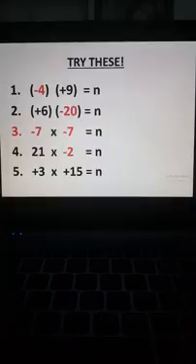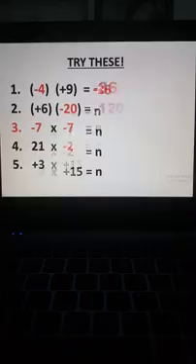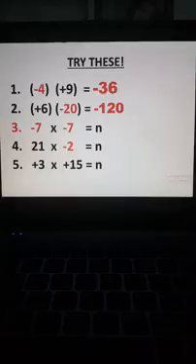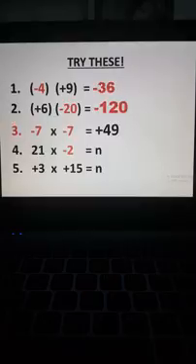All right, let's begin. Number 1, positive and negative, so our answer will be negative. Answer is negative 36. Number 2, positive and negative. So your answer is a negative integer. Answer is negative 120. Number 3, both have the same sign, negative times negative. Your answer is going to be a positive integer.